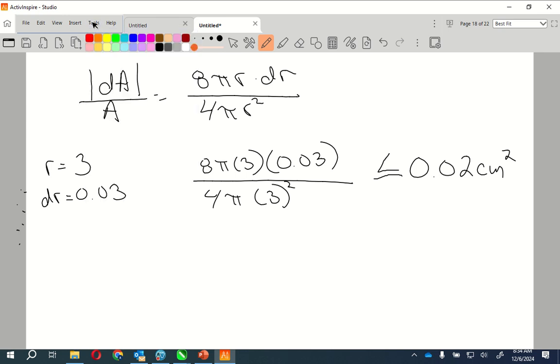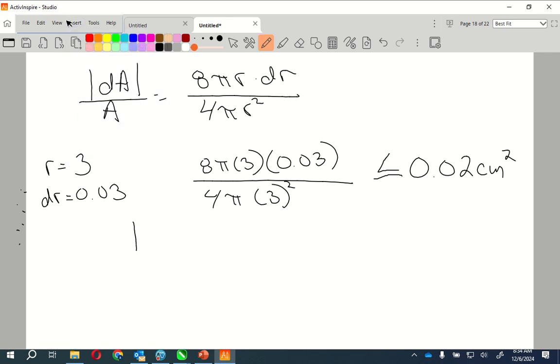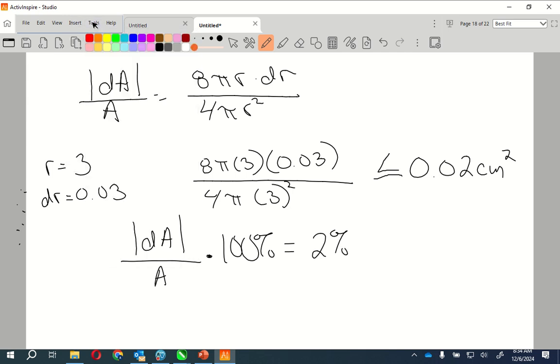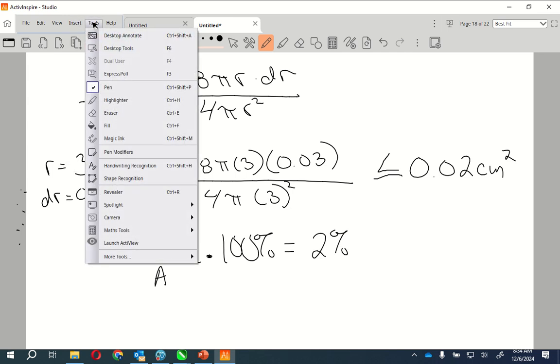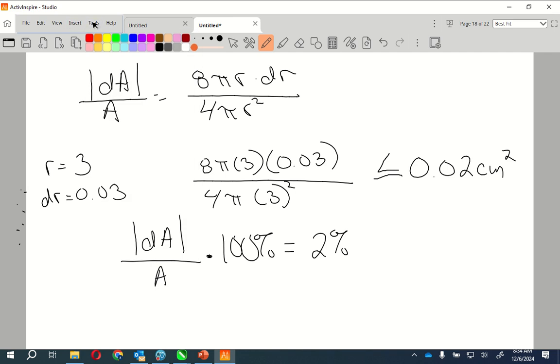Now, to do the last part, which is going to ask for the percentages, I take my absolute value of dA divided by A, and then times 100%, which is going to give me 2% of my entire thing. That's the error I'm allowed.